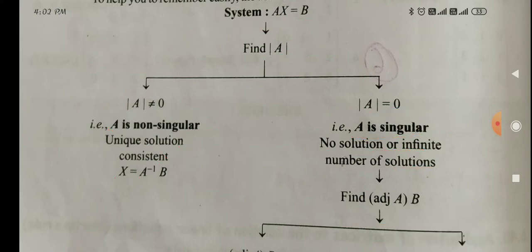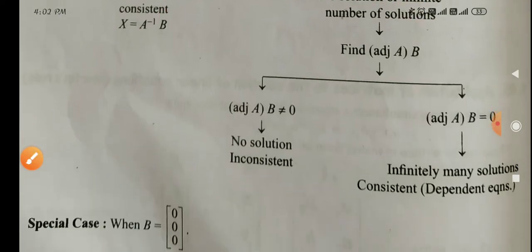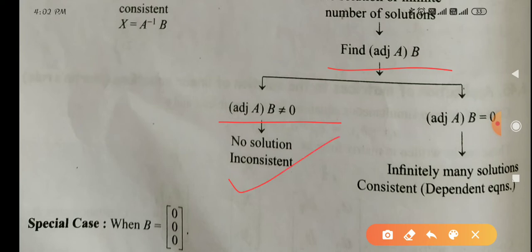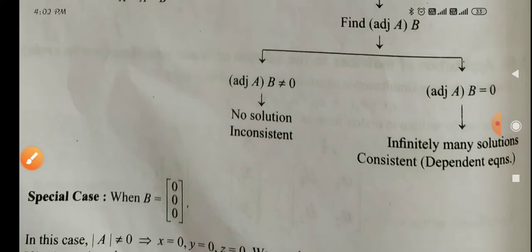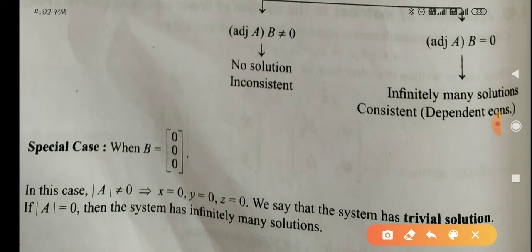So in this case, what will you do? You will find adjoint A into B. If adjoint A into B is not equal to 0, no solution, inconsistent system. If it is equal to 0, then infinitely many solutions and it is a consistent system. In this case, you can say equations are dependent equations. Now one more thing is there in this special case.